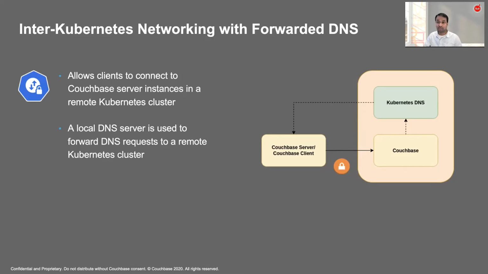Any DNS server that supports forwarding of zones to remote DNS servers can be used here, but we recommend CoreDNS, which is the de facto cloud native standard. And this method of communication can only be used if clients in one cluster can communicate with pods in another. So it uses a concept called router networking.